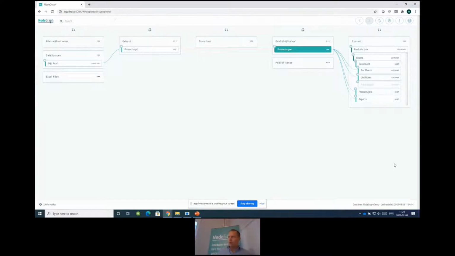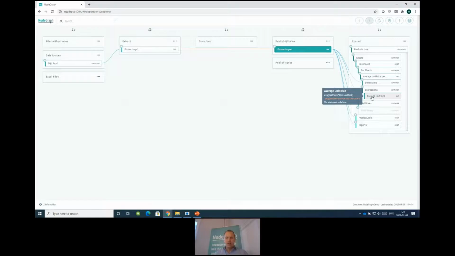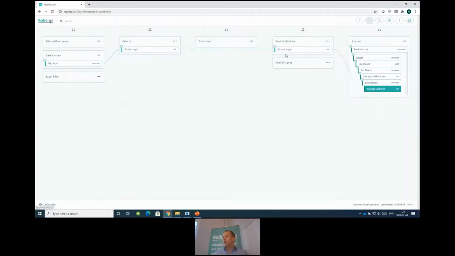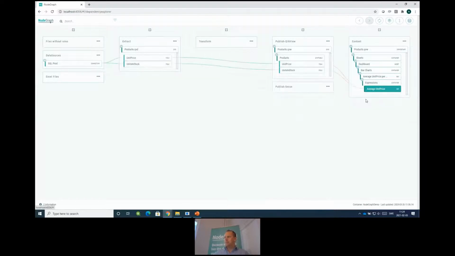So it's very important to have this traceability all the way to where the end users are actually consuming this data. So if I open up the bar chart here, I can see that we have an object called average unit price per product. And now we can actually see the dimensional expression and how we have actually calculated this expression, and follow this data all the way back to the end, to the data source, like this.